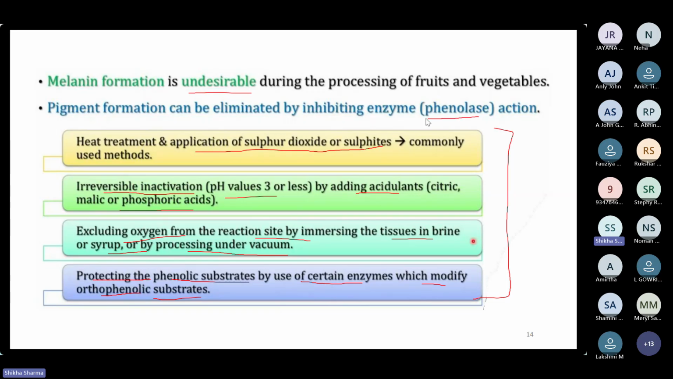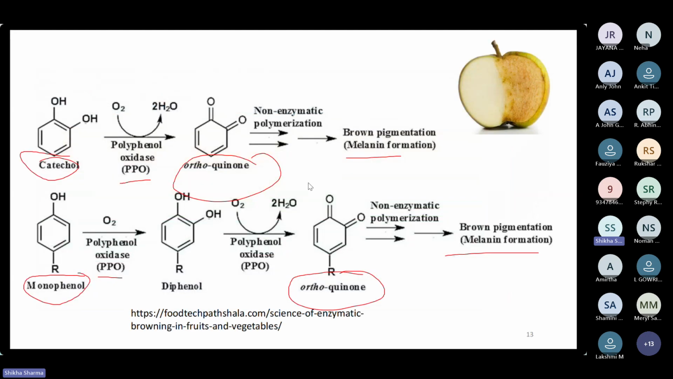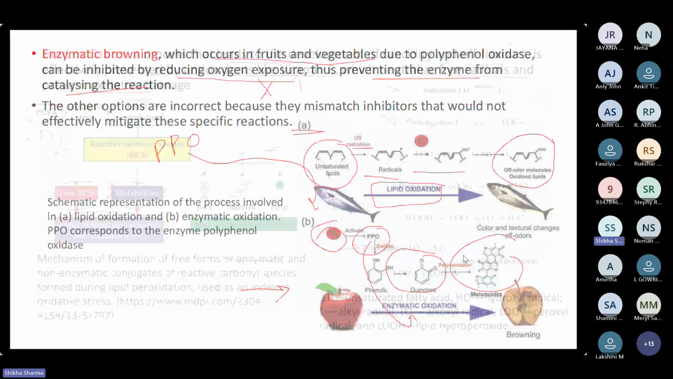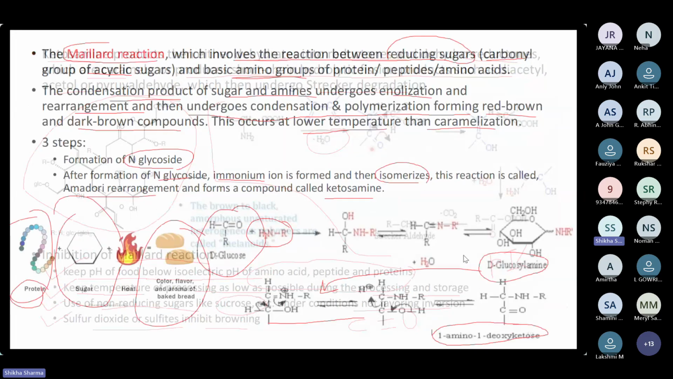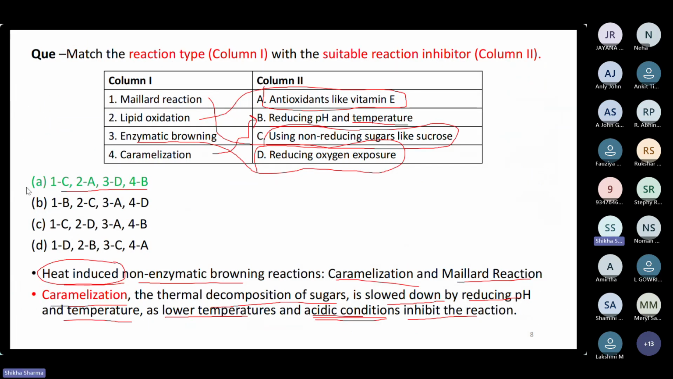Mainly this enzyme phenolase will also be there, and it will carry out the reaction like polyphenol oxidase. This class of enzymes will form orthoquinones, and finally the melanin. Okay, so the answer to this is A here.